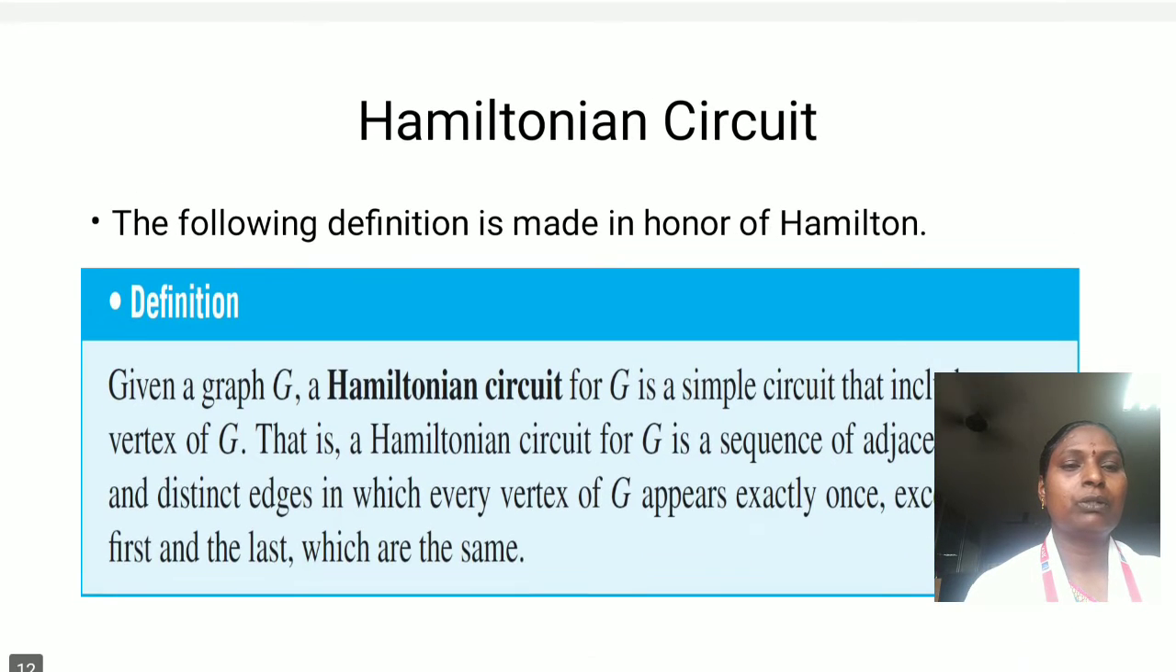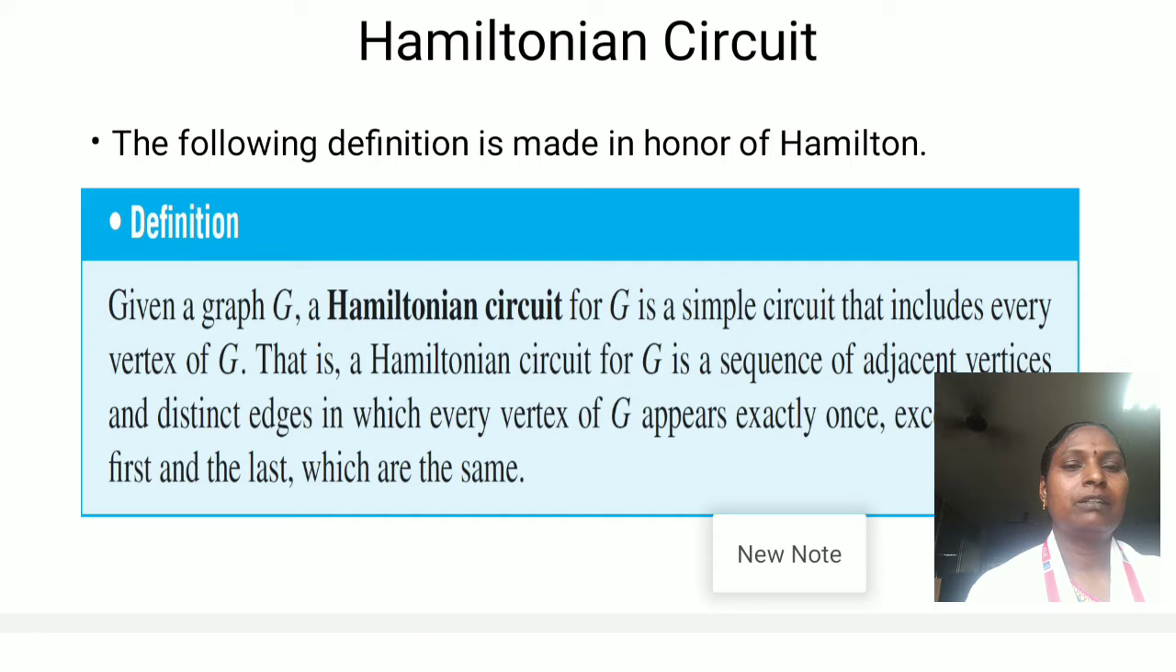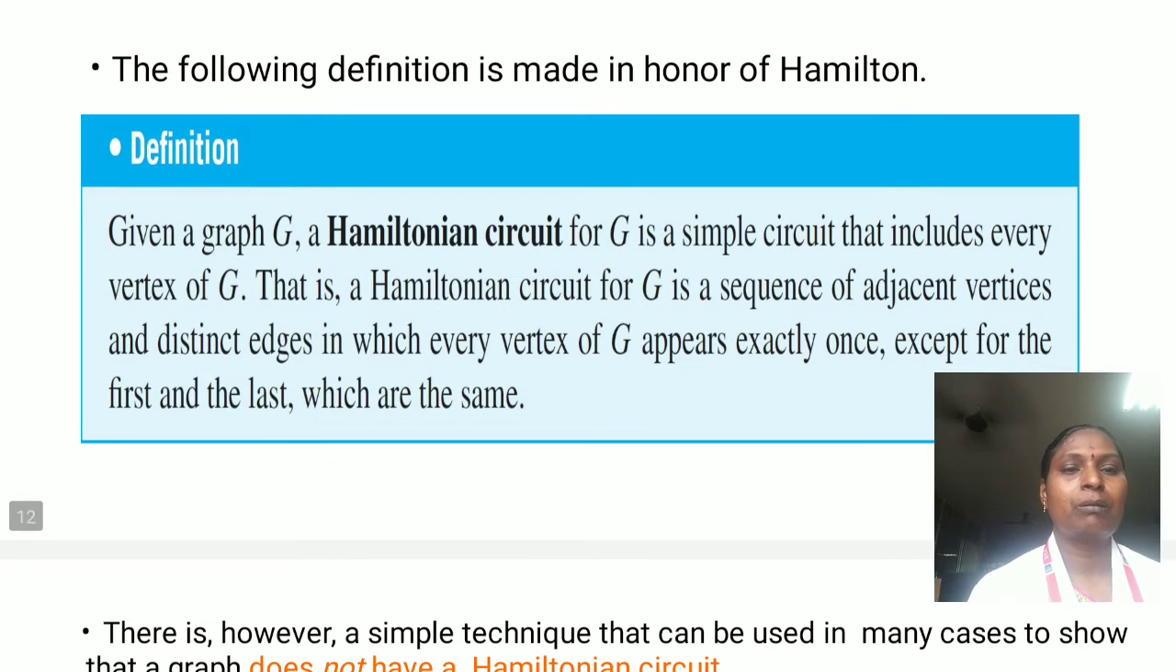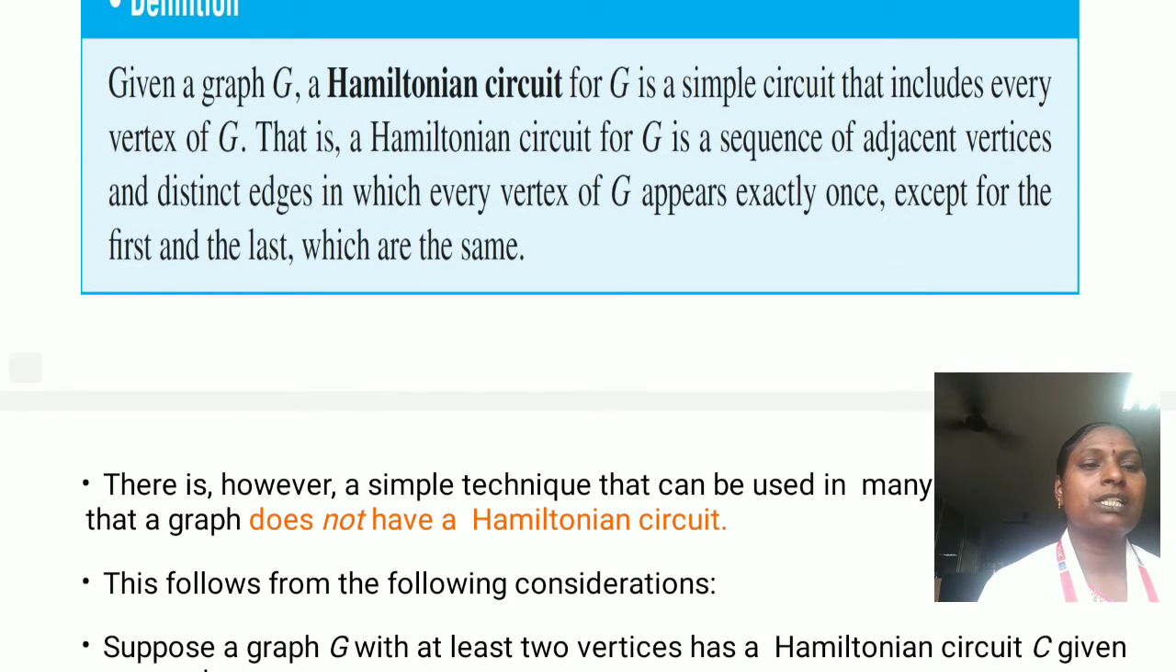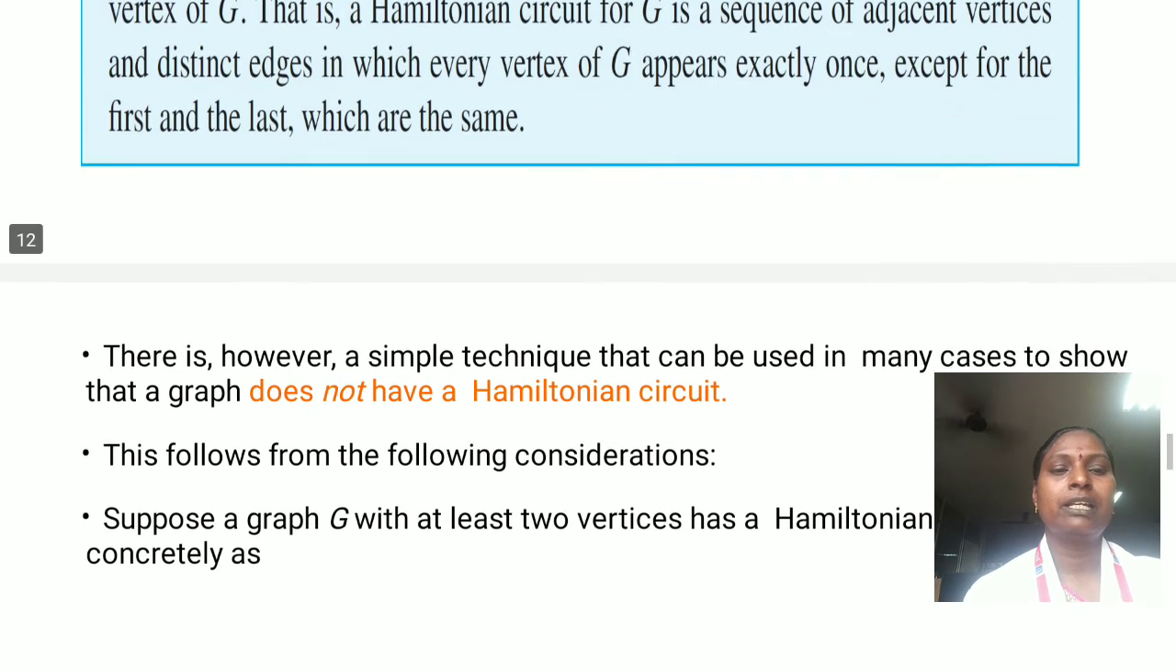This is a Hamiltonian circuit. First, we are going to see the definition of Hamiltonian circuit. The following definition is made in honor of Hamilton. Given a graph G, a Hamiltonian circuit for G is a simple circuit that includes every vertex of G. That is, a Hamiltonian circuit for G is a sequence of adjacent vertices and distinct edges in which every vertex of G appears exactly once, except for the first and the last, which are the same.